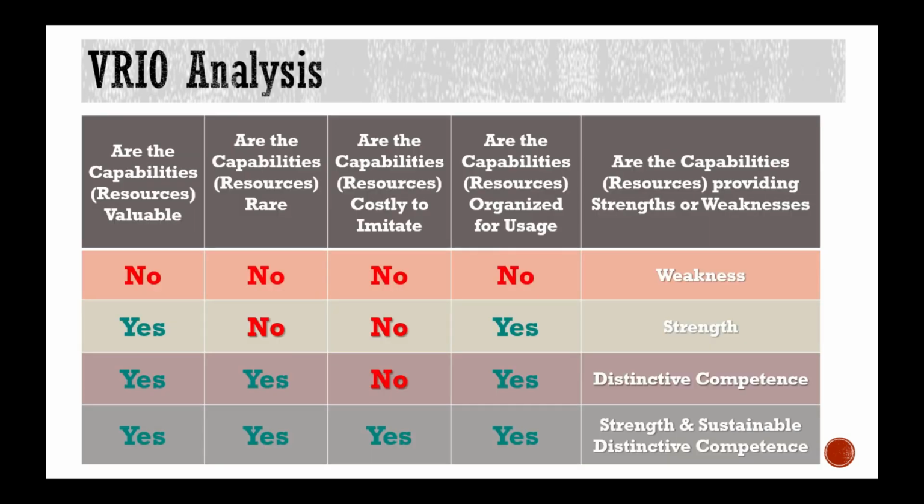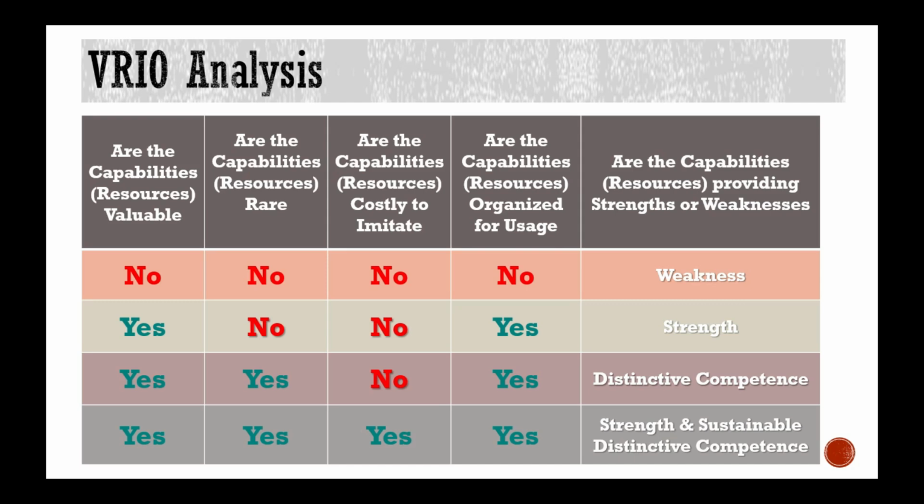Here is the VRIO analysis framework as it is shown here. If the resource analysis tells that any of an organization's resources is not valuable, rare, inimitable, nor organized for its usage, that means it is a complete weakness for that organization. So there could be a huge risk to the organization's investment. If the resources have any two characteristics of the VRIO framework, that is either valuable and rare or rare and inimitable, etc., then organizations can have some strength which can help them manage their earnings.